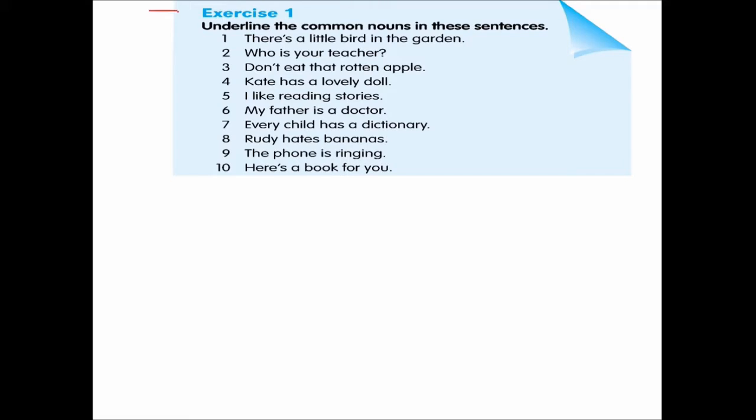So let us have an exercise first. Underline the common nouns in these sentences. There's a little bird in the garden. Garden, bird. Who is your teacher? Teacher. Don't eat that rotten apple. Apple. Kate has a lovely doll. Doll. I like reading stories. Stories. My father is a doctor. Father and doctor. Every child has a dictionary. Child, dictionary. Rudy hates bananas. Bananas. The phone is ringing. Phone. Here's a book for you. Book. All these are common nouns.